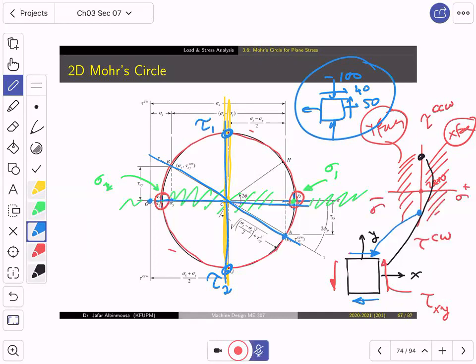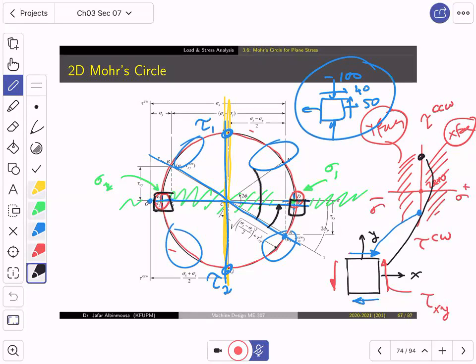Why? Because usually you have the stress state somewhere here, and then what do you do? Guys, you rotate in order to bring the state here to find the maximum normal stress, which is the principal sigma 1 and sigma 2, and then you rotate to bring the element here in order to find the maximum shear stress, which is tau 1 and tau 2.